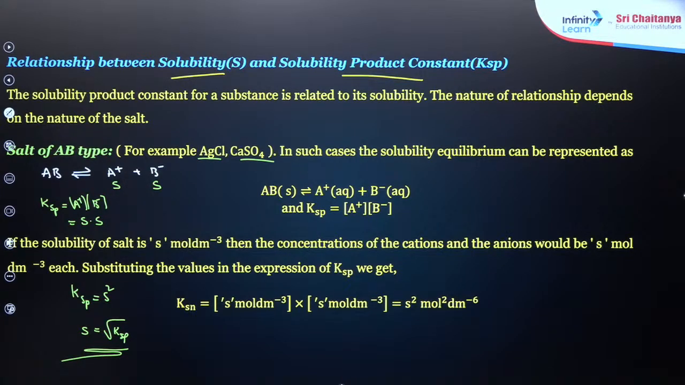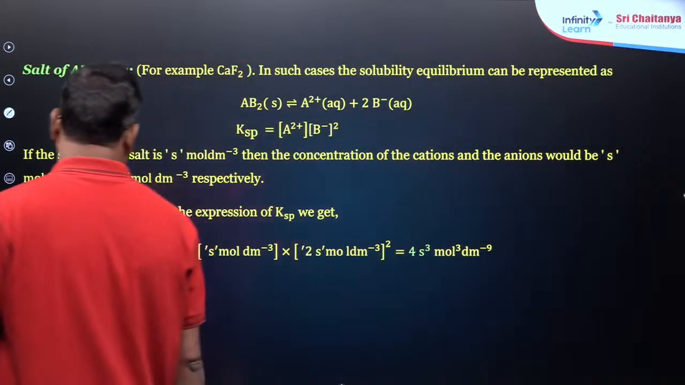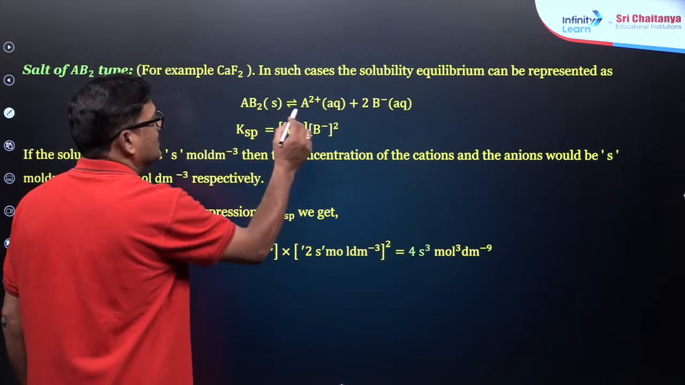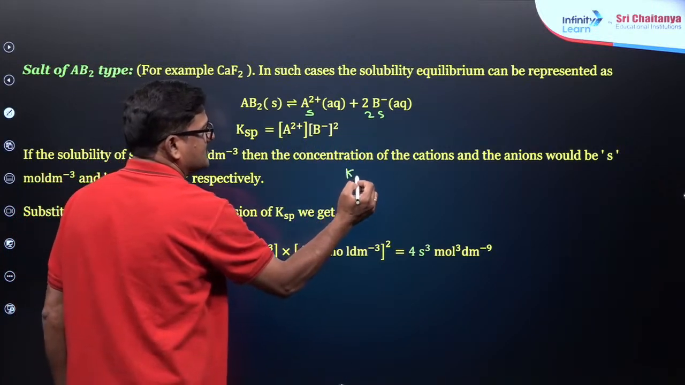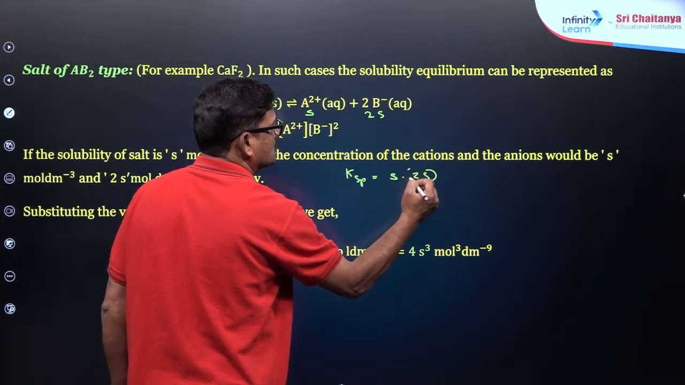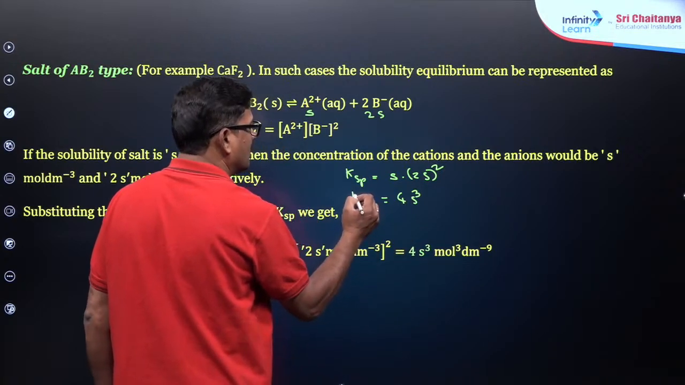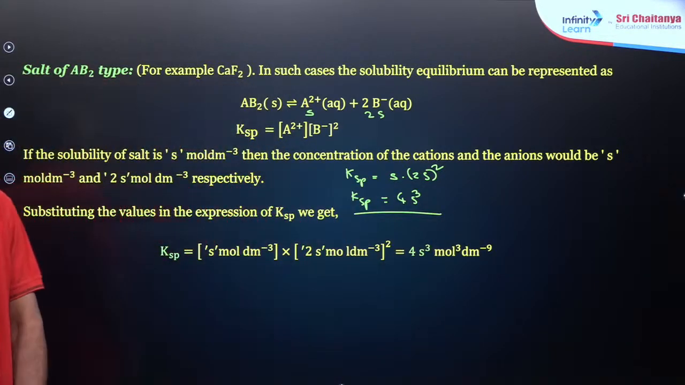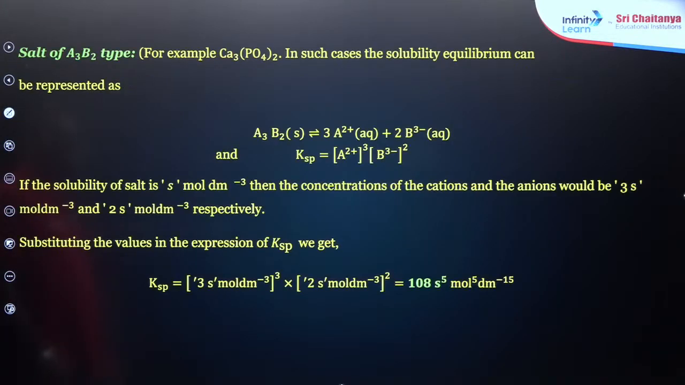Let's talk about AB2 type salt. AB2 gives us A2 plus and 2B minus. So its solubility is S and 2S, Ksp is equal to S times 2S squared, which is going to be 4S cube. Ksp is equal to 4S cube, and S is equal to the cube root of Ksp by 4. Yes, that's it.